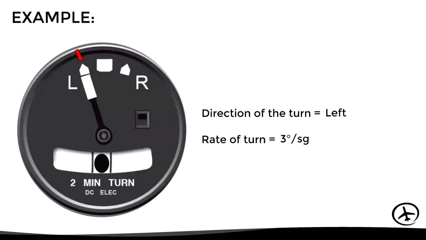Now, if for example the needle moves to this other position, we can see that the aircraft is still turning to the left, but with a slower rate of turn, in this case, less than 3 degrees per second. And on the other hand, if the needle moves to this other position, beyond the mark, it will indicate a turn to the left with a rate of turn of more than 3 degrees per second. We have already seen how to interpret the turn indicator, now let's see how to read the inclinometer.